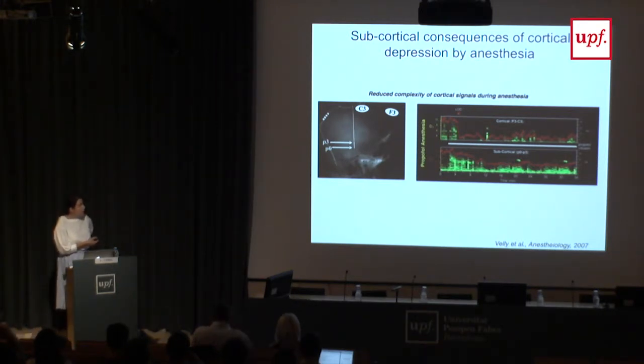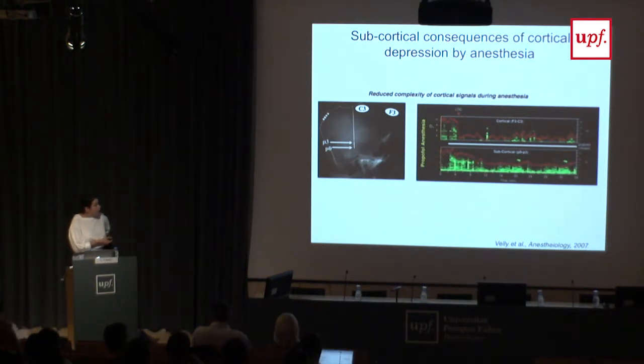These patients had an electroencephalogram put on their head to monitor the cortical activation of the brain, but they also had a deep brain stimulation electrode to stimulate the brain, and this electrode could also record subcortical activations, in particular the thalamic activation of the brain.